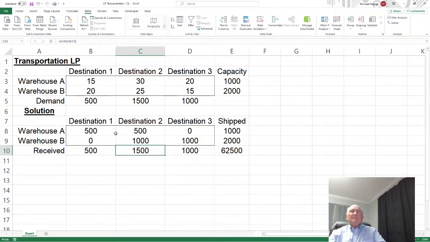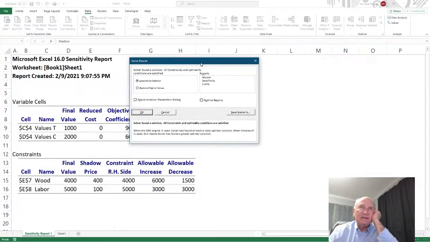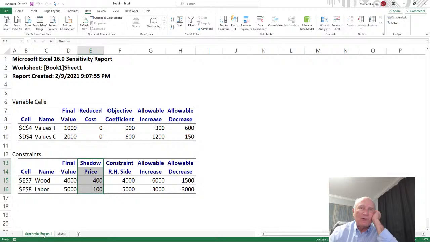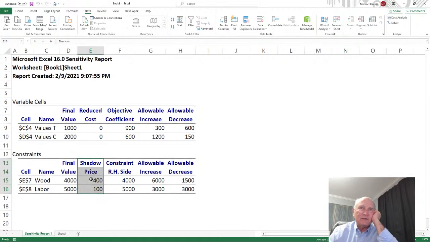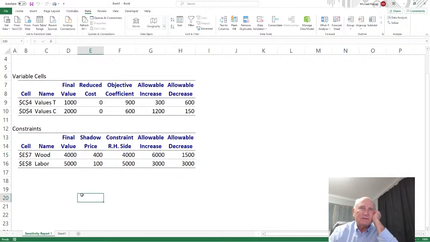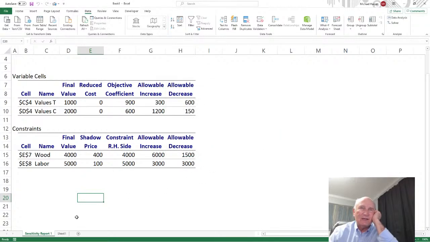There we go. But also, if I solve this thing, let me solve it again. Solve it. And right here it says, solver found a solution. All constraints and optimality conditions are satisfied. If I do a sensitivity analysis, it'll do a sensitivity report. And there it is. It'll give me my shadow prices here. Oh, that's not the same one. Let me close out of this. Oh, don't want to do that. Sheet 1.